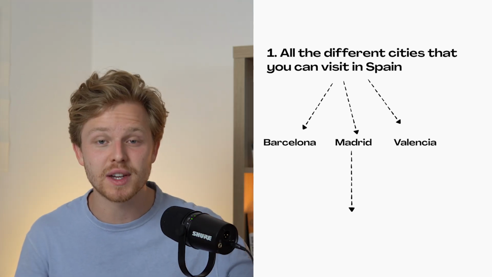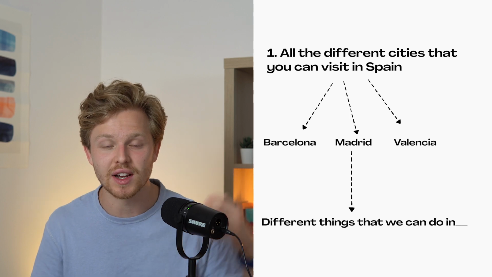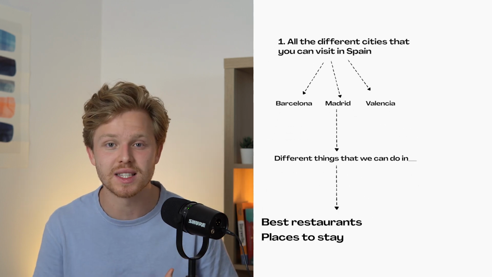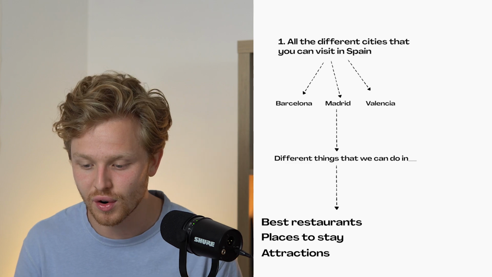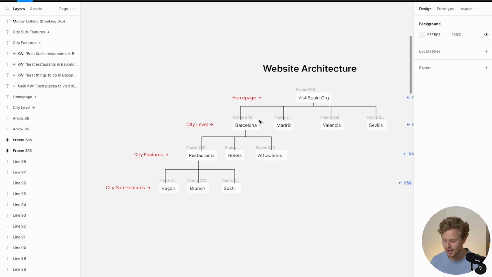Inside of those topics, we'll have a bunch of different subtopics, so different things that we could do in those areas, right? So best restaurants, places to stay, attractions, and so on and so forth. And we could even continue this further, basically talking about the different types of categories for all those different places. So under restaurants, for example, we're going to have different types of restaurants, different price points, and so on and so forth. So this is what the basic architecture could look like for this website.